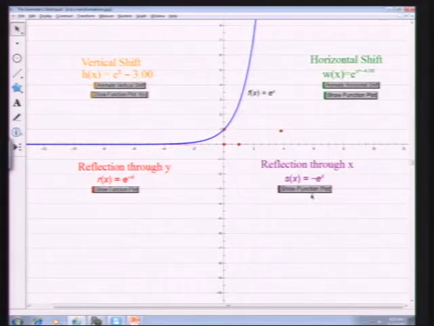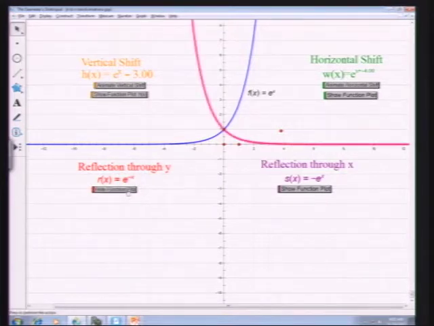Similarly, let's look at a reflection through the y-axis over here in the lower left corner. Our red function, r of x, will equal e to the negative x. I've put the negative in the exponent. And when we plot that function, notice that it is a reflection through the y-axis itself.